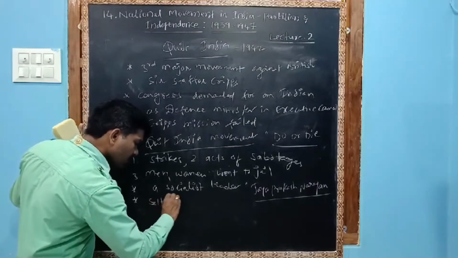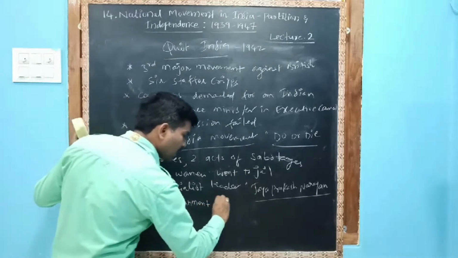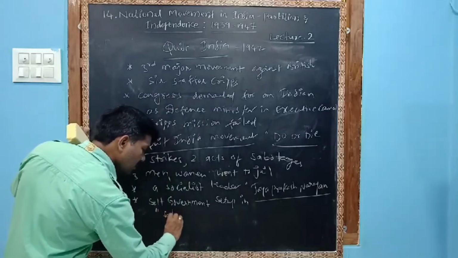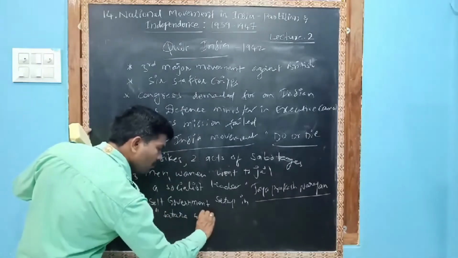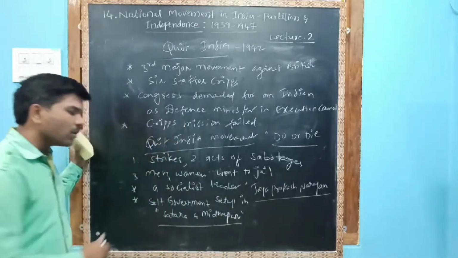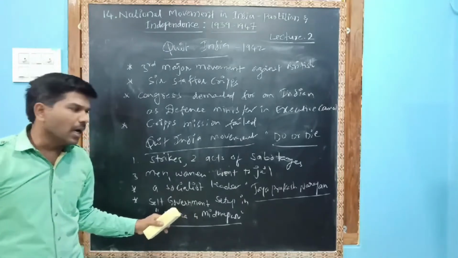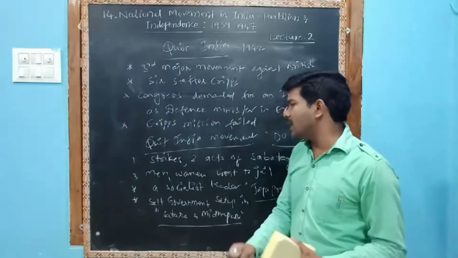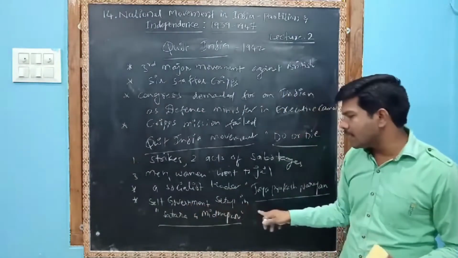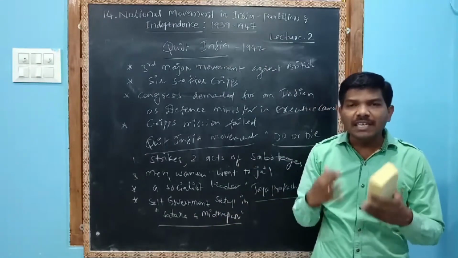Moreover, during the time of the Quit India movement, self-government was set up in Satara and Midnapur. In Satara and Midnapur, self-government was started and independent. They were demanding an independent government. Self-government was set up, that means independent. They were demanding that we want an independent government.